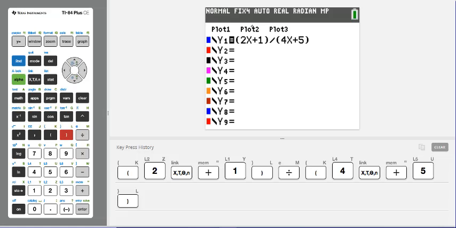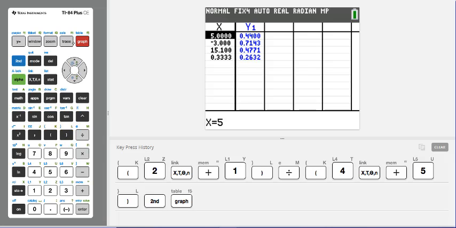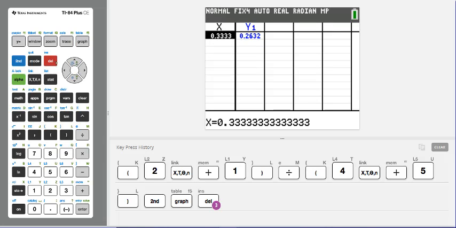Now, note that I encapsulated the numerator by putting everything in a parentheses and then the denominator as well. So that's how you type that in correctly. Now, I can go second table and see I've got stuff in there. If I hit delete, delete, delete, then it'll clear it.